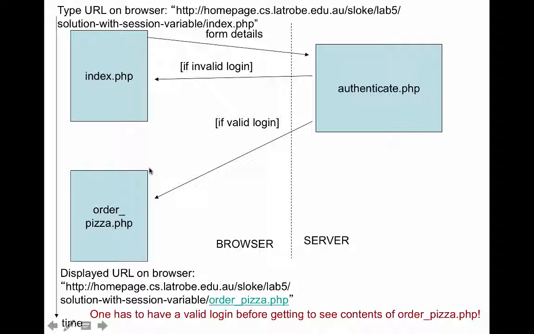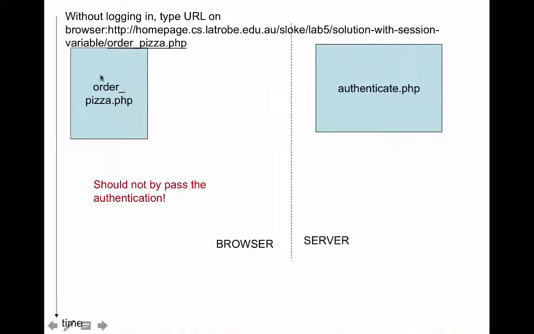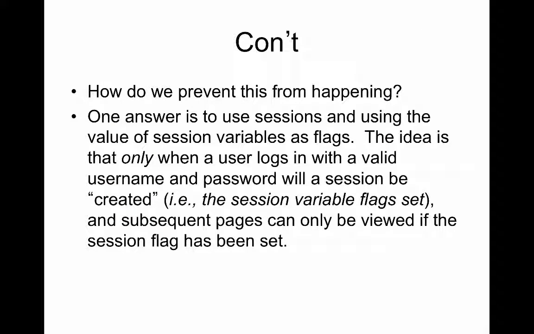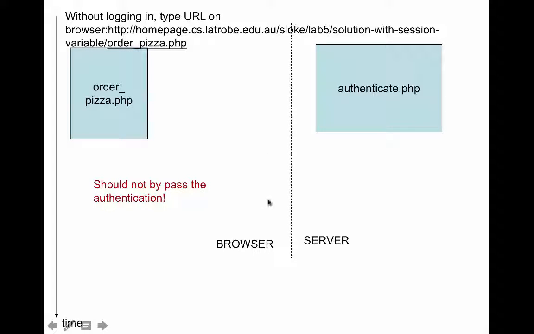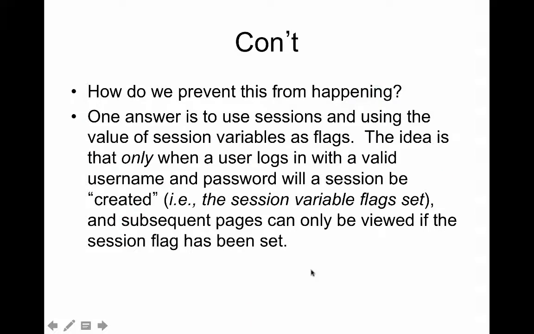Only if you log in successfully can you see this page, order_pizza.php. But what if you try to see this page without logging in successfully? So you just type the URL of this page. If somehow you were able to find out the URL of this page and you type it into the browser directly, would you be able to see this page without logging in? You should not be able to see it. So how can you prevent this from happening? The idea here is that only if the user has logged in successfully with the right username and password, then the fact that the user has logged in successfully is recorded using a $_SESSION variable. And then if the user wants to see order pizza, the user can do so.